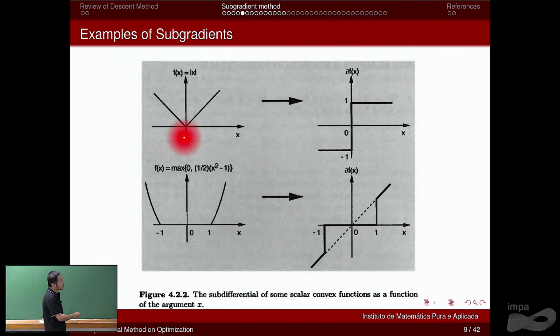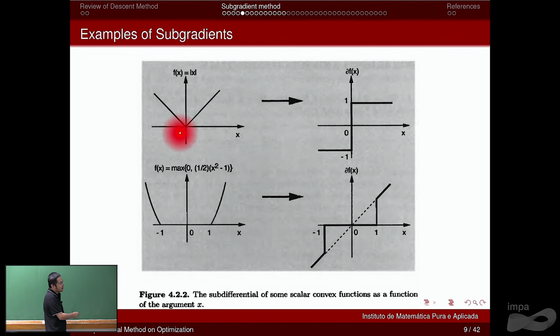And when x is greater than 0, at the right side of this part, the function is also differentiable because it's smooth. It's a line, okay? And we see the subgradient equals 1, which is the gradient or the derivative of this line segment, okay? The only problem happens at 0, okay?